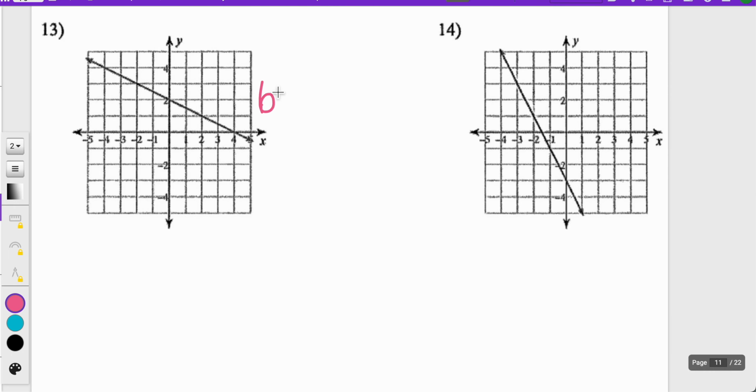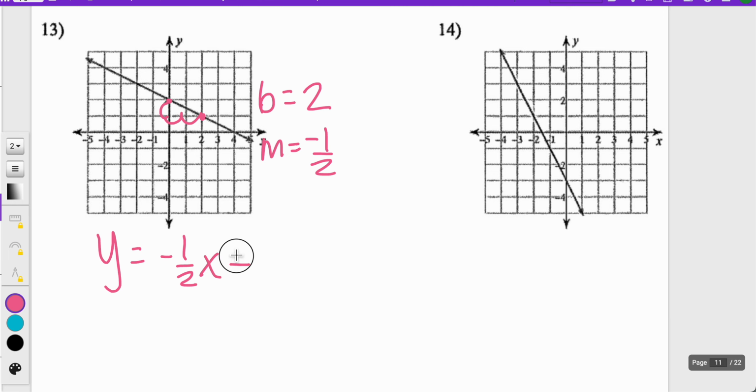13, again, start with my b, this is 2. Next perfect point is down 1 over 2, so my m is negative 1 over 2. So y is equal to negative 1/2 x plus 2.